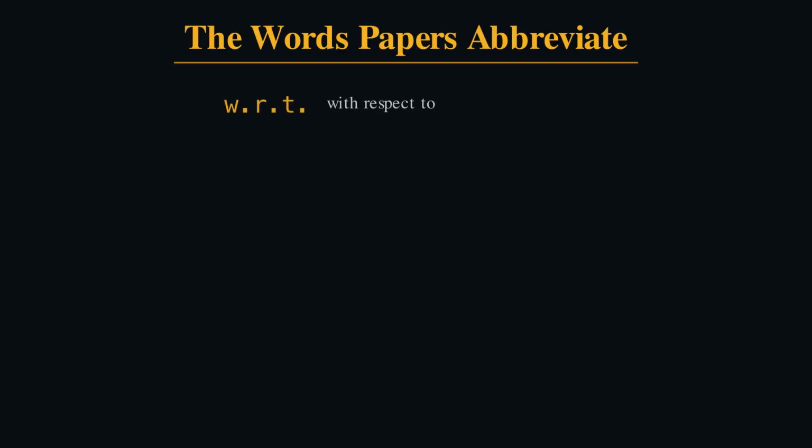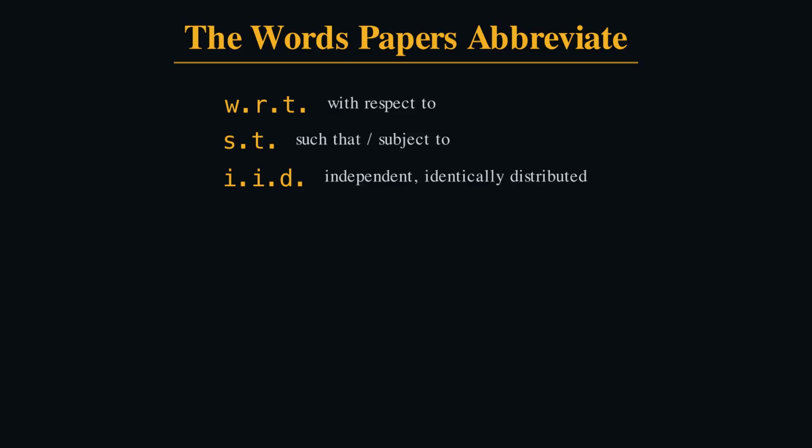Papers also compress plain English. The 3 you must know. WRT means with respect to, as in the gradient with respect to theta. ST means such that, or subject to, used for a constraint. And IID, everywhere in theory, means the data points are independent and identically distributed, drawn the same way and not affecting each other.